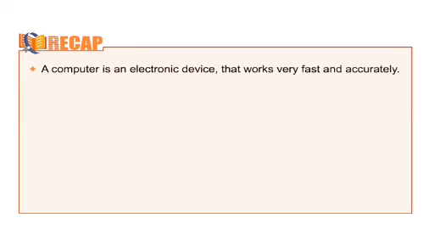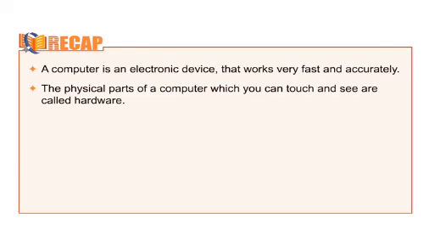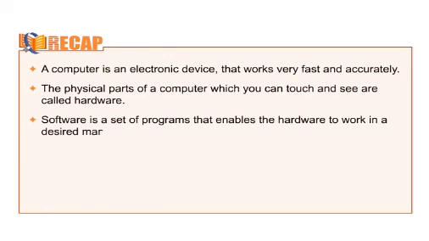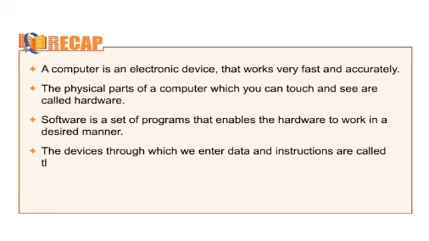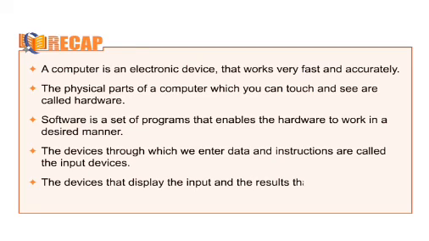Okay, students, let us take a recap of this chapter. A computer is an electronic device that works very fast and accurately. The physical parts of a computer which you can touch and see are called hardware. Software is a set of programs that enables the hardware to work in a desired manner. The devices through which we enter data and instructions are called the input devices. The devices that display the input and the results that we get after processing are called output devices.